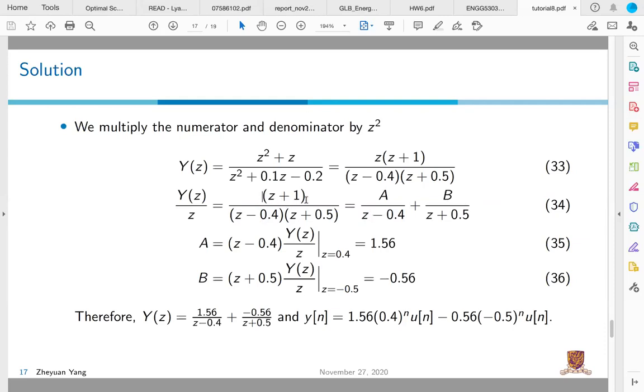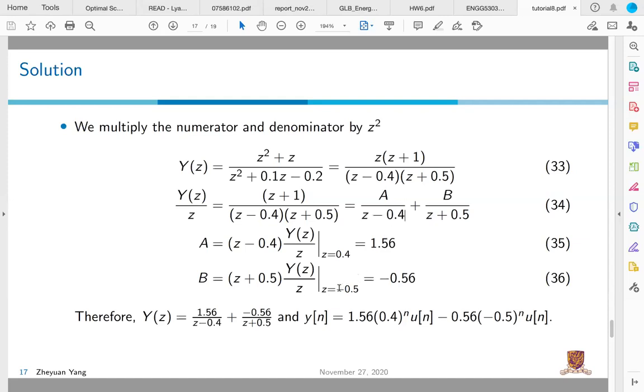It is equal to (z + 1) divided by (z + 0.5). And we substitute z equal to 0.4 here, we can get the constant a should be 1.56. Similarly for the b, the denominator of b is equal to z + 0.5. So we multiply both sides by (z + 0.5), so we eliminate this term and we multiply (z + 0.5) at this term.